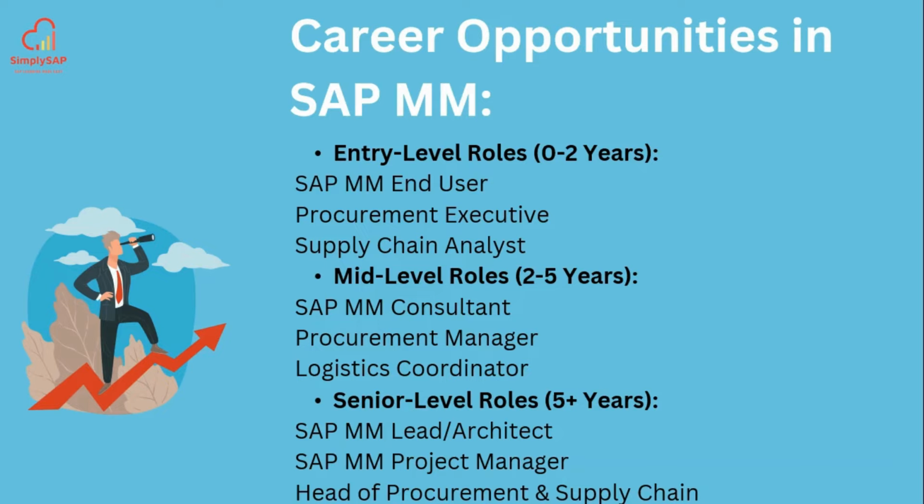The SAP MM lead or architect designs SAP MM solutions for companies and optimizes supply chain processes. Then the SAP MM project manager leads SAP MM implementations, manages teams and ensures the project success. Then the head of procurement and supply chain drives procurement strategies and logistics for larger organizations. What would be the salary expected over here? It could land between rupees 12 lakhs to 20 lakhs per annum, or maybe higher.